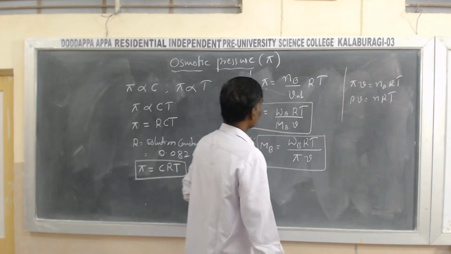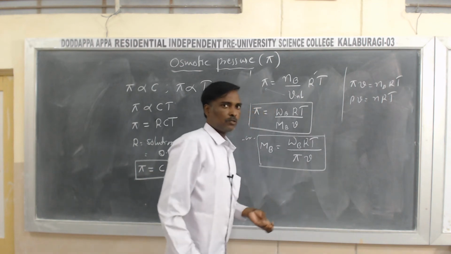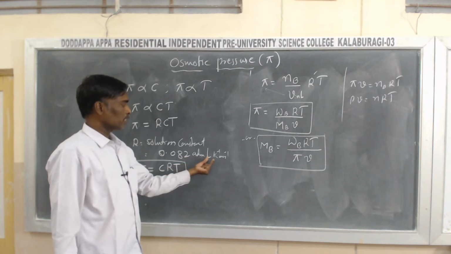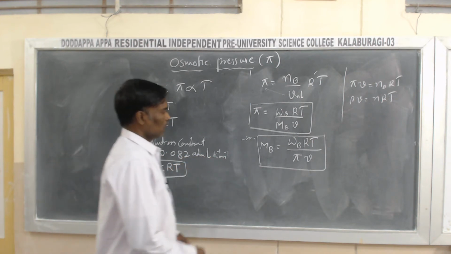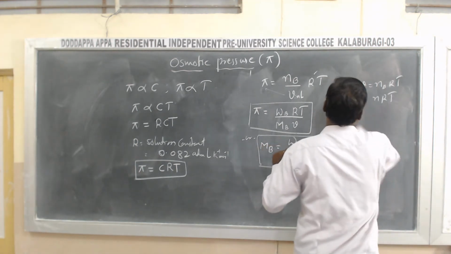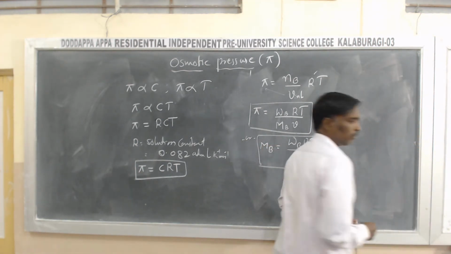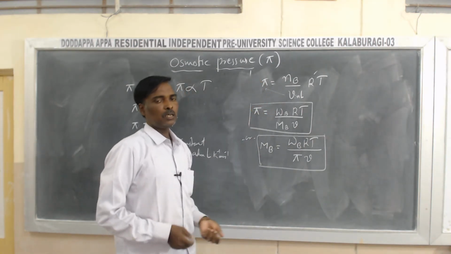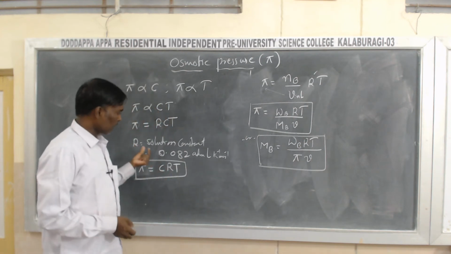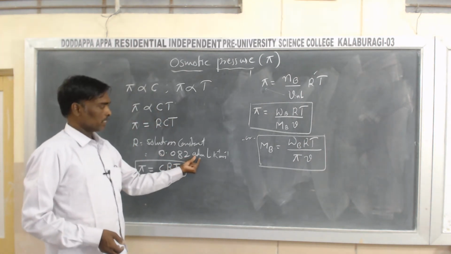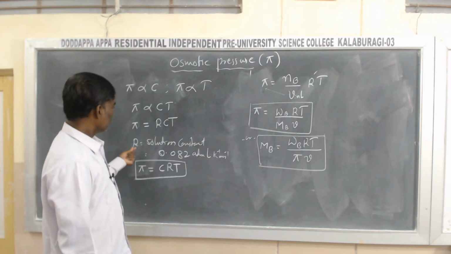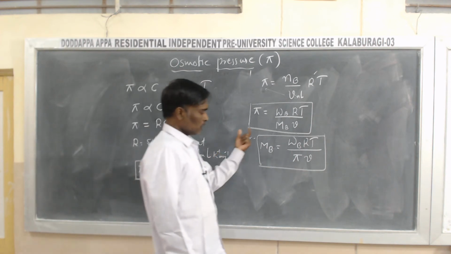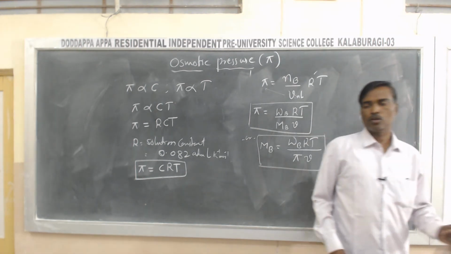So that's why we define this R value as the solution constant, and its value is 0.082 atm liter per Kelvin per mole. Note that pi is always expressed in atmosphere, so we measure osmotic pressure in atmosphere. That's why we take the R value as 0.082 atm liter per Kelvin per mole. These are the two equations which we can use to solve some numericals.